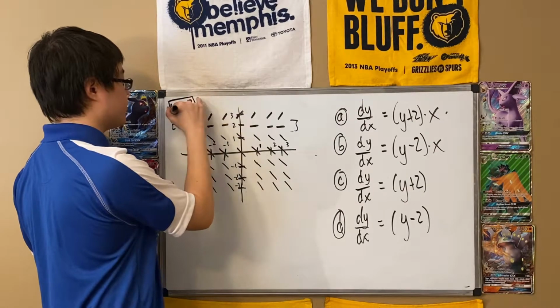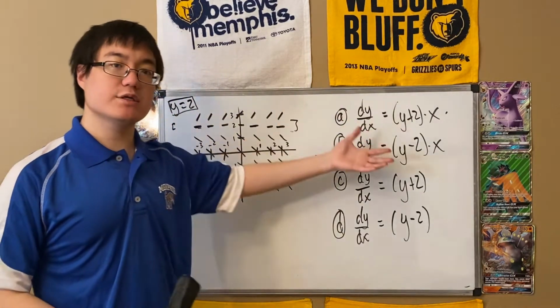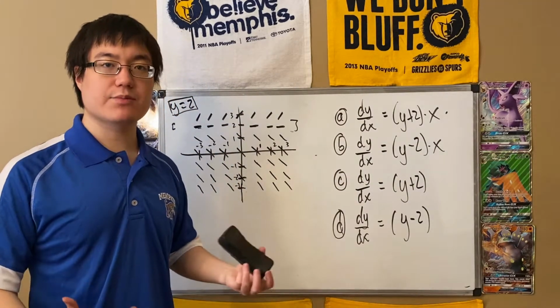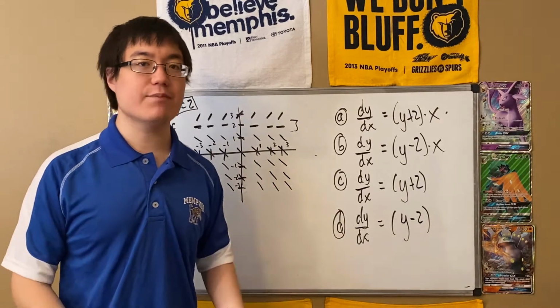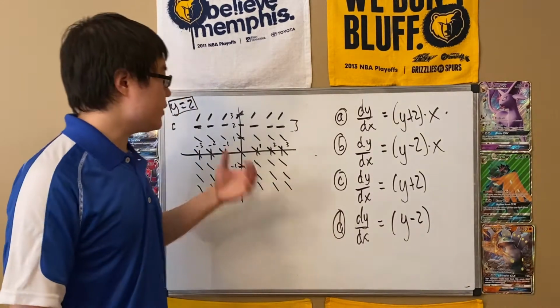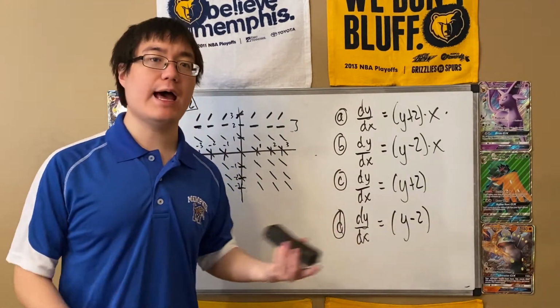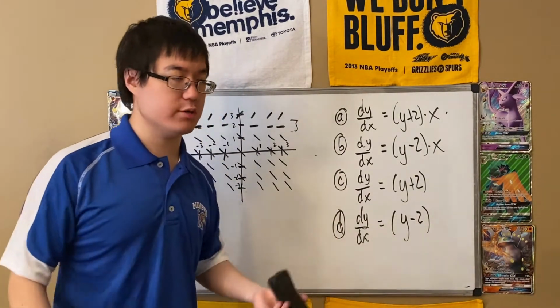So what we're going to do is plug in y is equal to 2 in each of these differential equations, and we're going to hopefully get 0. And that's going to be a possible answer choice. If we don't get 0, that cannot be the candidate for the right answer, because again, this slope field has slope 0 at y equals 2. So when you plug in 2, you should be getting 0.